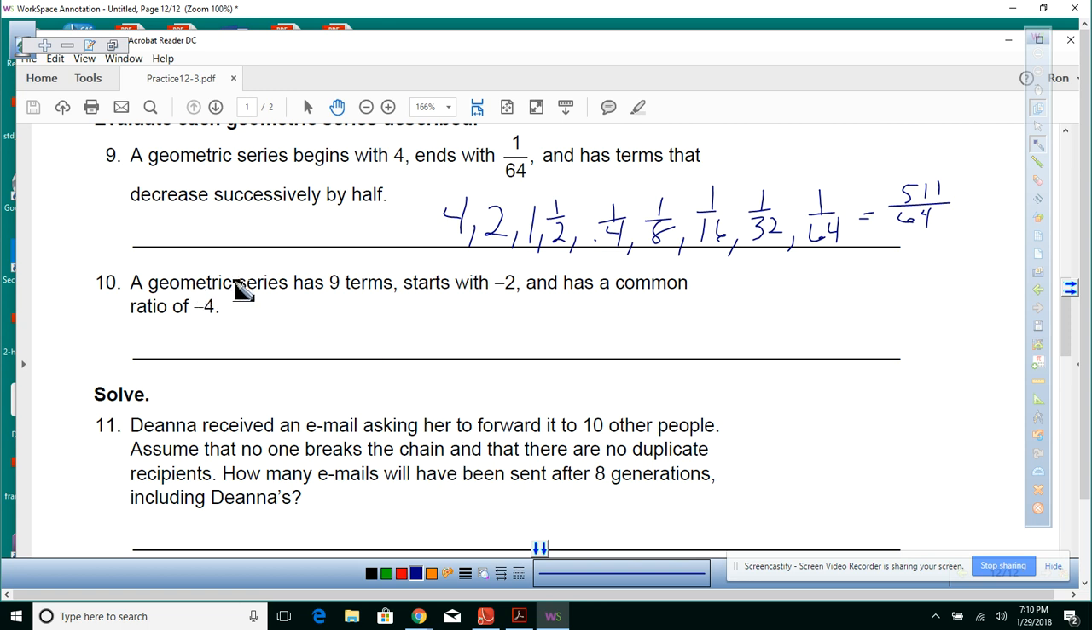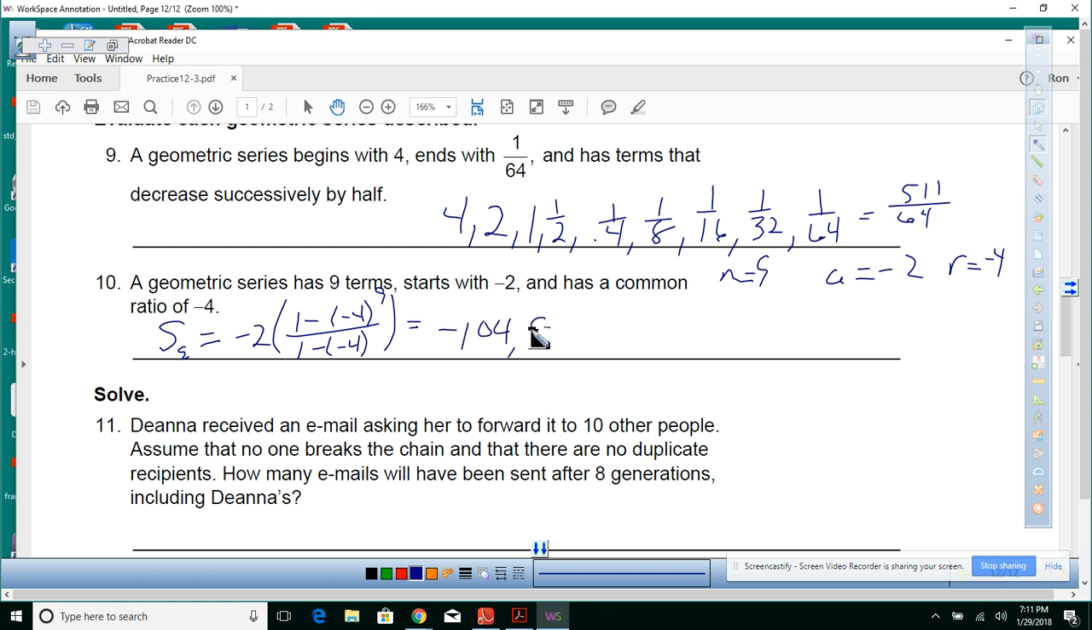Good deal. A geometric series, also n equals 9, starts with -2, so a equals -2, and has a common ratio of -4, and r equals, well, that just made it easy. So S of 9 equals -2 times 1 minus -4 to the 9th power over 1 minus -4. And what does that equal? I think -104,858.